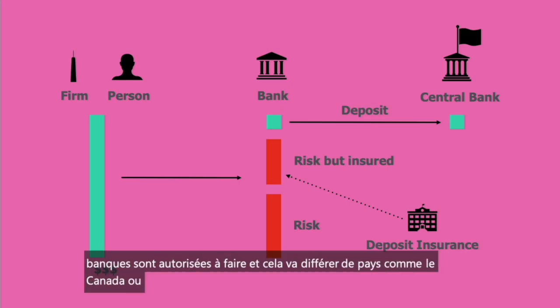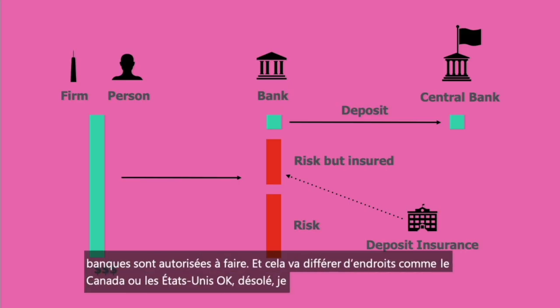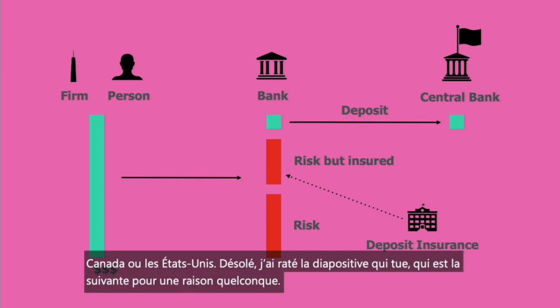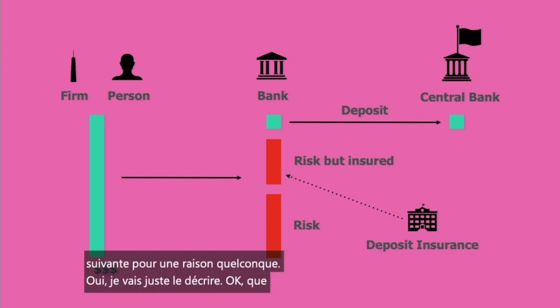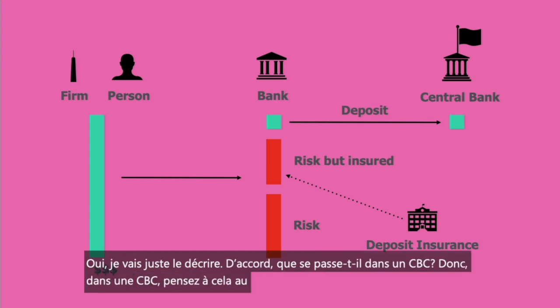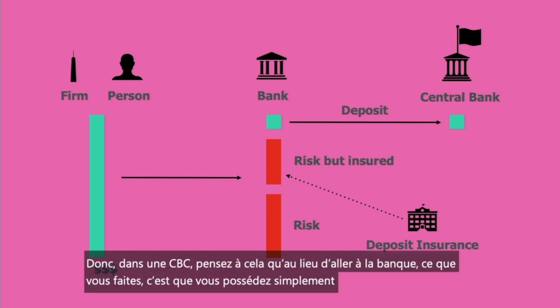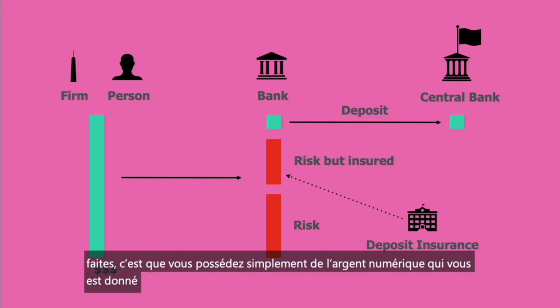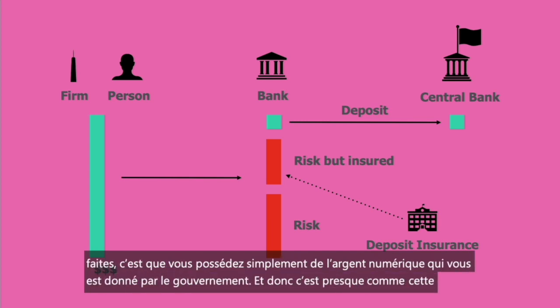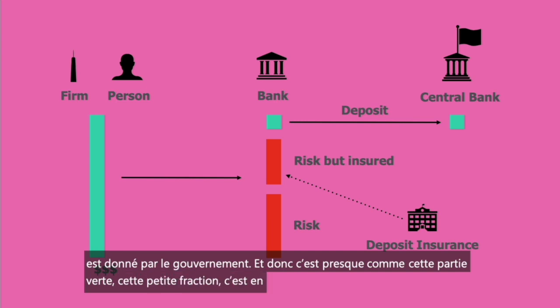Okay, sorry, I'm missing the killer slide, which is the next one for some reason, but I'm going to just describe it. Okay, what happens in a CBDC? So in a CBDC, think of it that, instead of going to the bank, you just own digital money that's given to you by the government. And so it's almost like that green part, that little fraction that's stored at the central bank, that's your whole thing, okay? That's the whole bar all the way down.